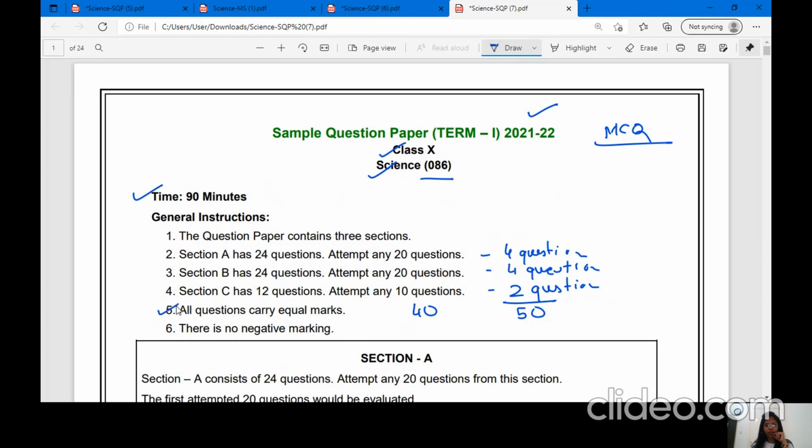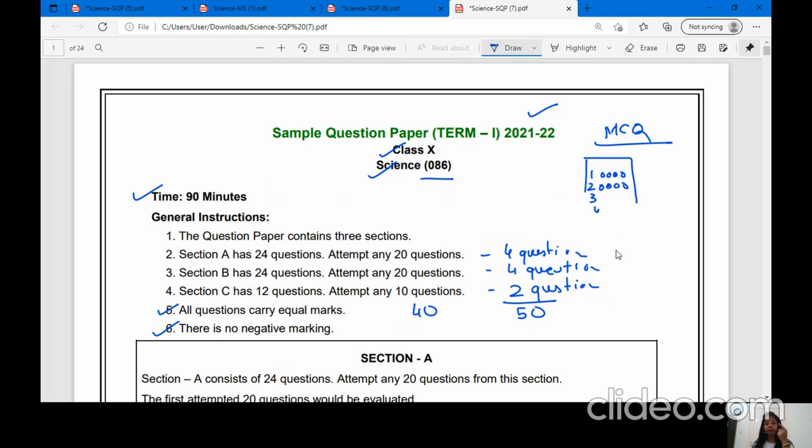All questions carry equal marks, meaning all questions are of 1 mark. There is no negative marking, so you don't have to be scared. Along with this question paper, you will be getting one OMR sheet for your answers. On the OMR sheet, numbers will be given like 1, 2, 3, 4 as question numbers, and against them some circles will be given. Suppose for question number 1 you feel that option C is correct. With a ball pen you need to circle it. You don't have to write anything.